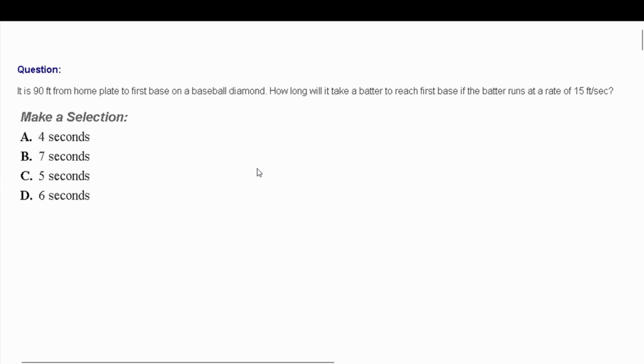All right, question 1 says, it is 90 feet from home plate to first base on a baseball diamond. How long will it take a batter to reach first base if the batter runs at a rate of 15 feet per second? So right away, you should realize that you have the elements of the distance formula. The distance formula, in case you haven't seen it in a long time, says distance can be found by multiplying rate and time. And of course, D stands for distance, not surprisingly. R stands for rate, and T stands for time.